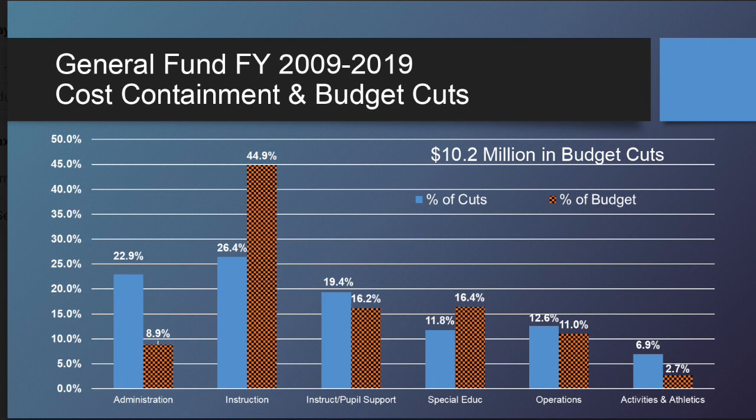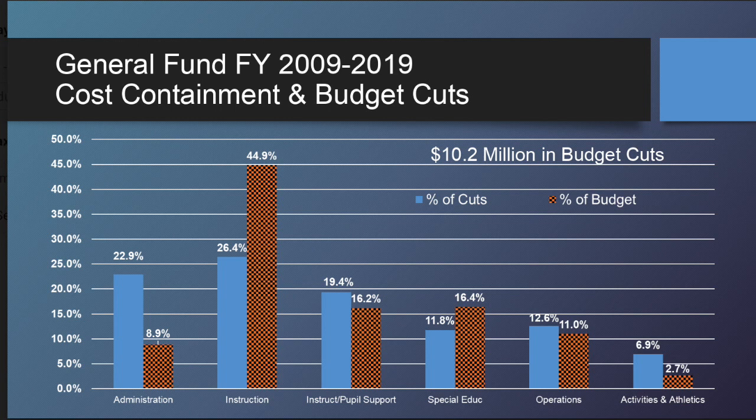This difference between the blue bar at 26.4% and the orange bar at almost 45% demonstrates that the school board implemented cuts during this 10-year period that stayed away from the classroom and instead made cuts elsewhere.